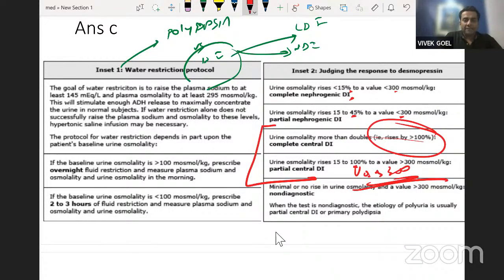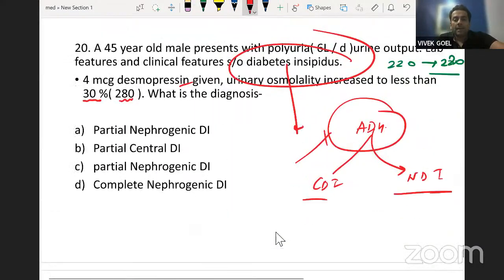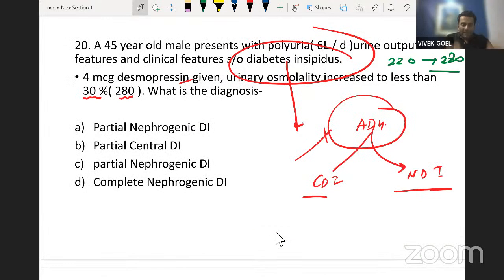If it's a complete nephrogenic DI, then nothing would have responded. But yes, there has been a response from 220 to 280, but not past 300. And the response has been by approximately 30%. So among these options, the best answer is partial nephrogenic diabetes insipidus. I think I've written partial nephrogenic diabetes insipidus twice.